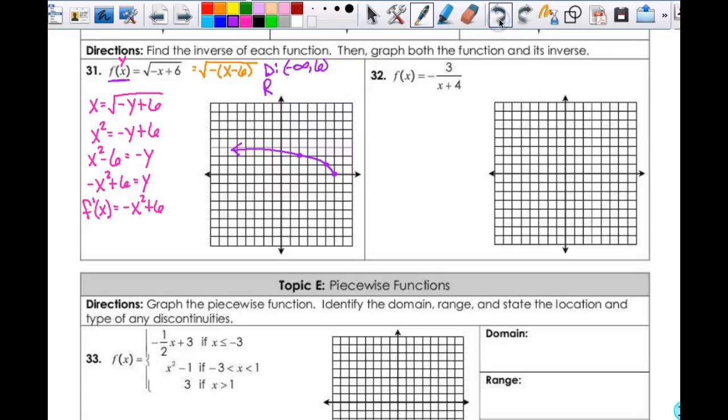Oh, I include my 6 also. Goodness. Okay, let me do this. So I include my 6 here. Back that up. And then my range is 0 to infinity, and I do include my 0.